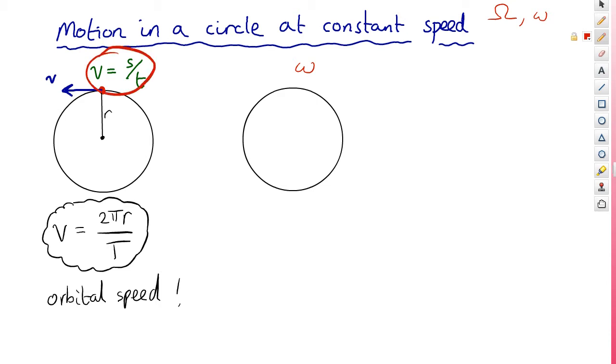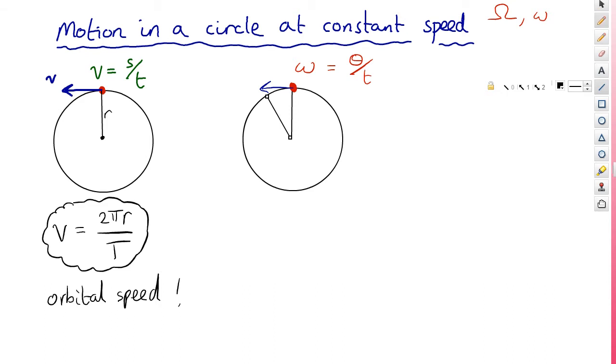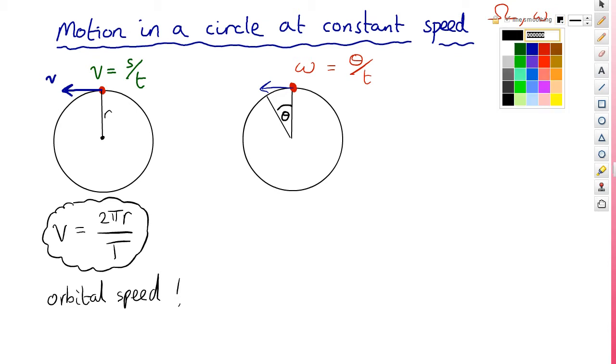Normal speed is distance over time. Angular speed or angular velocity is the angle moved through per unit time. So it's really closely related in a way. Let's look at the circle and see what that means. If I have my body again, my blob, and it's moving in a circle this way, the angular velocity is not how much distance it goes through in a unit time, but simply how much angle it moves through in unit time. And the SI unit for angular velocity is the radian per second.